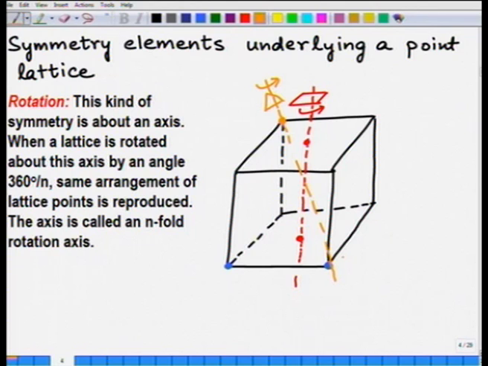Then another kind of symmetry element is inversion. A point is an inversion center if every point in the lattice reproduces another lattice point equidistant from the inversion center, on a line joining these two lattice points and passing through the inversion center. Instead of a mirror plane, it is a mirror point. If I stand in the center of the room, look at one of the corners, and reflect about this point, I join these two points and continue the same distance in the other direction, then I will generate another point.